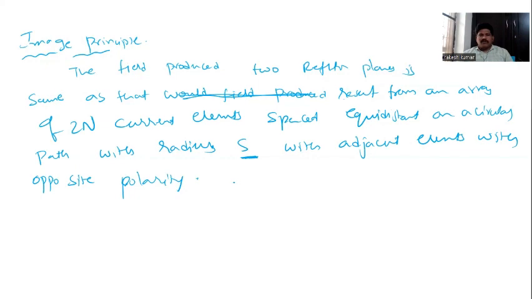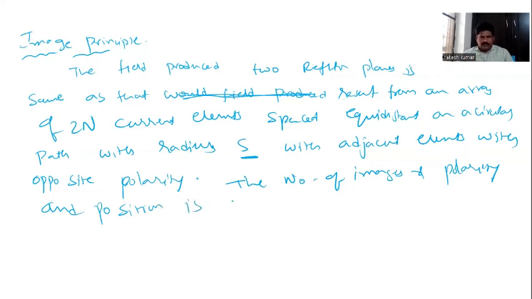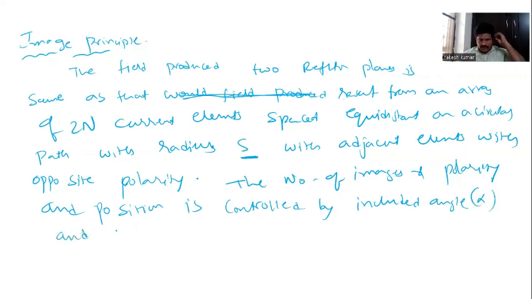Okay, so the number of images, their polarity and position is controlled by the included angle alpha and the polarization of the field element.